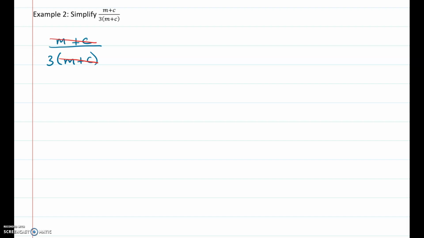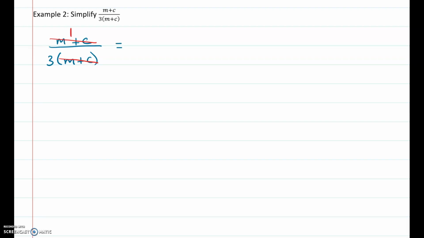Now here's something very important. If you cancel an entire line, whether it's the top line or the bottom line, and there's nothing else left behind, then you have to put a 1 there. Okay? So if you cancel an entire line, either the top line or the bottom line, and there's nothing left behind, you have to put a 1 there.